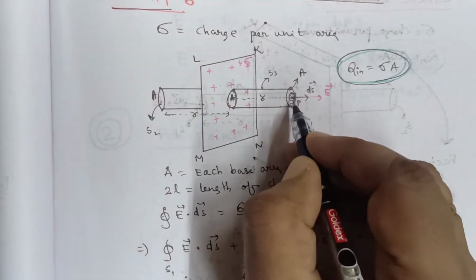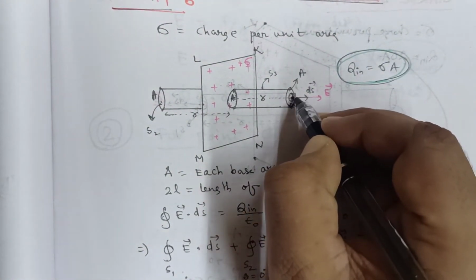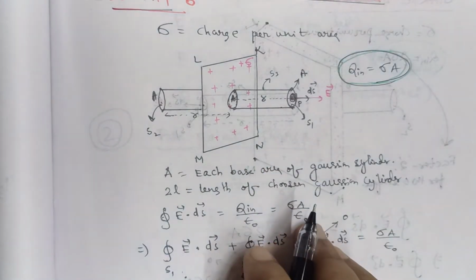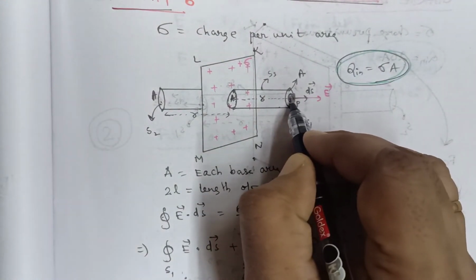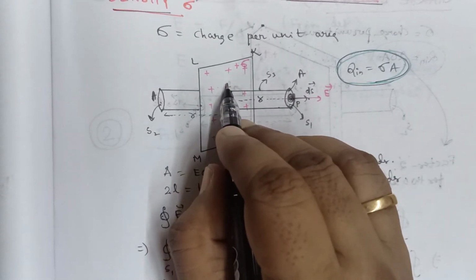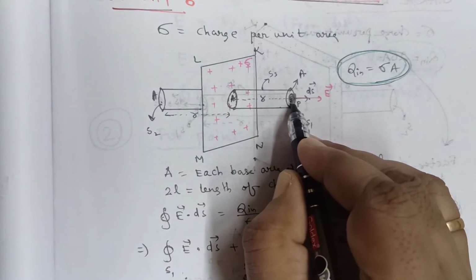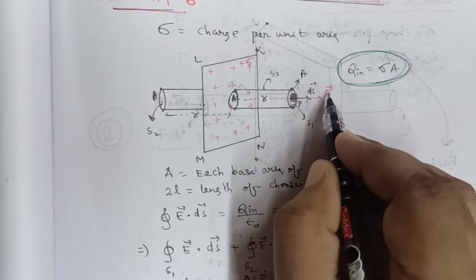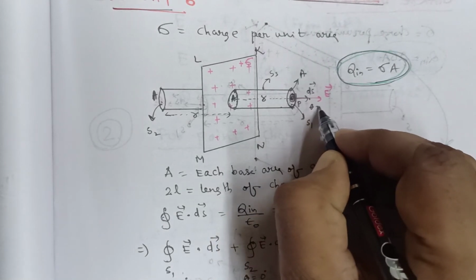Now the chosen point P is here. For derivation, we have taken a small surface element ds. The area vector is perpendicular to the surface, so the ds vector is towards the right. As it is positively charged, the intensity is also diverging, towards the right. Here the angle theta between the E vector and the ds vector is 0.